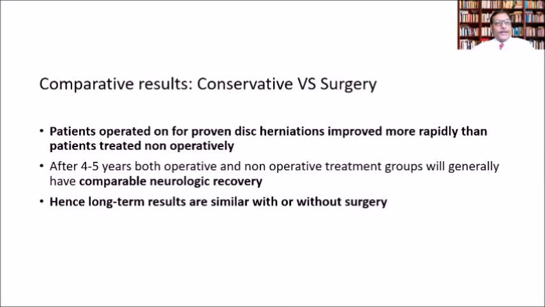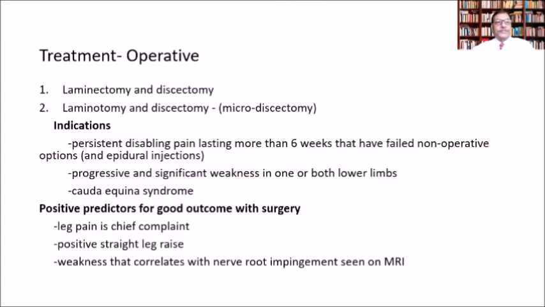The patients operated on for proven disc herniation improved more rapidly than the patients treated non-operatively, because the causative disc has been removed and there is immediate relief. But after 4 to 5 years, both operative and non-operative treatment generally have comparable neurological recovery, and hence long-term results are similar with or without surgery.